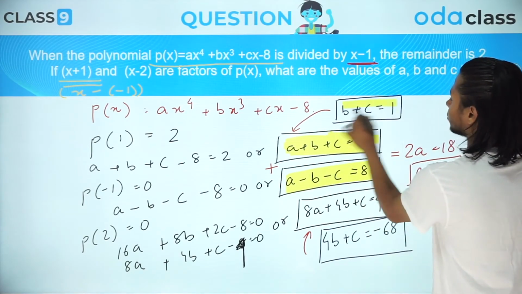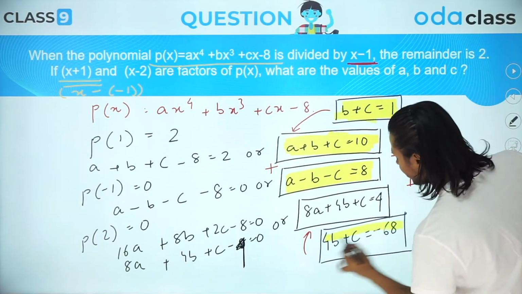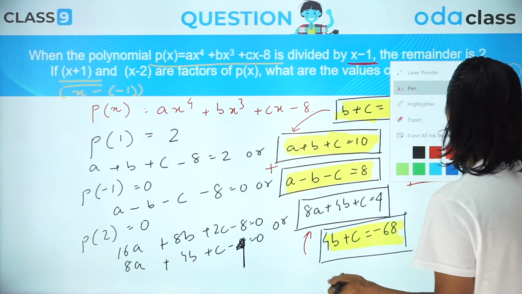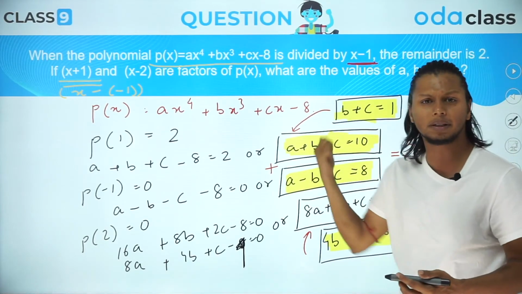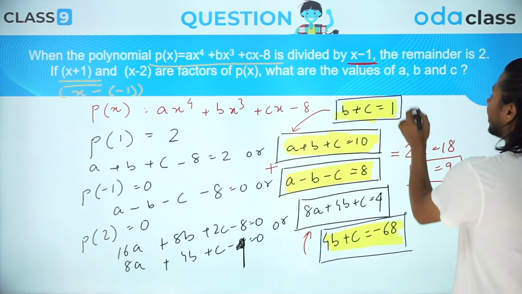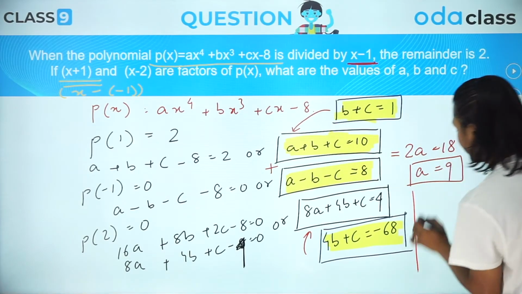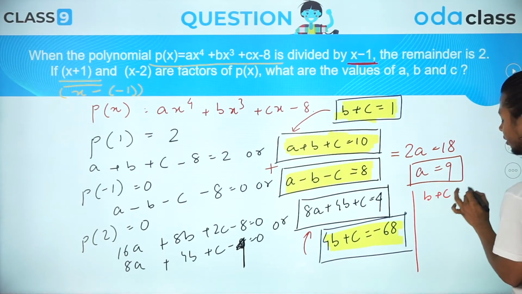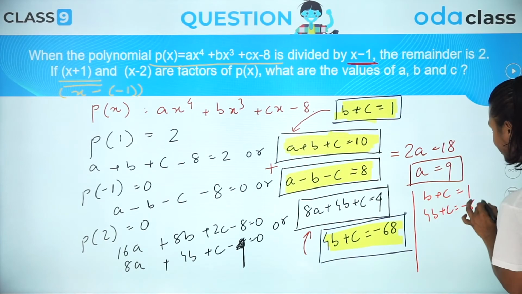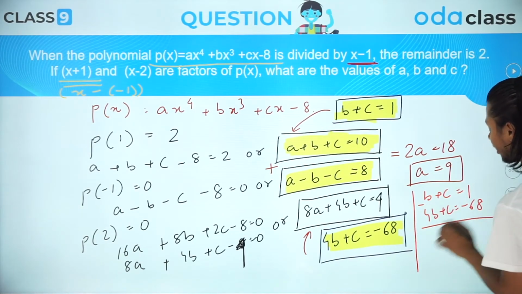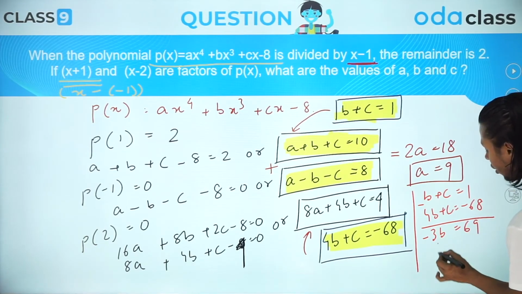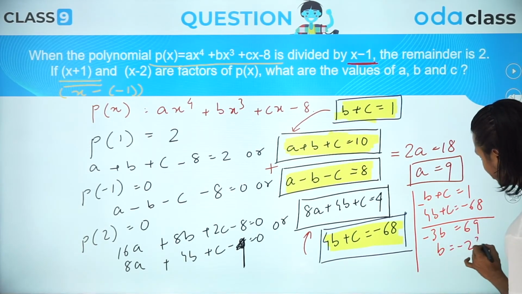So here is my first information and here is my second information, and I'm sure all of us remember linear equations in 2 variables. So let's solve them to find B and C. What am I going to do? Let's write this separately, right? So let's write B plus C is equal to 1 and 4B plus C is equal to minus 68. If I subtract, I will get minus 3B is equal to 69 or B is equal to minus 23.